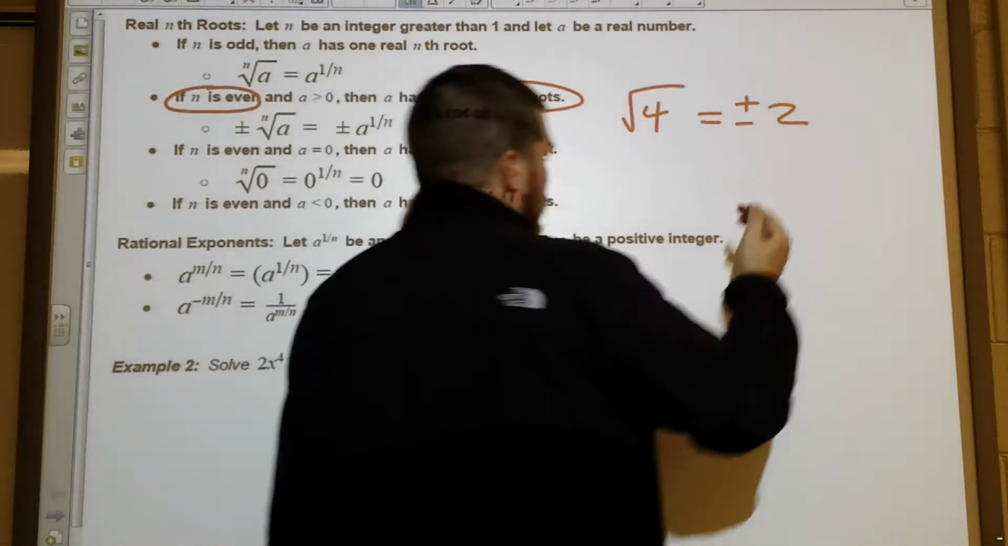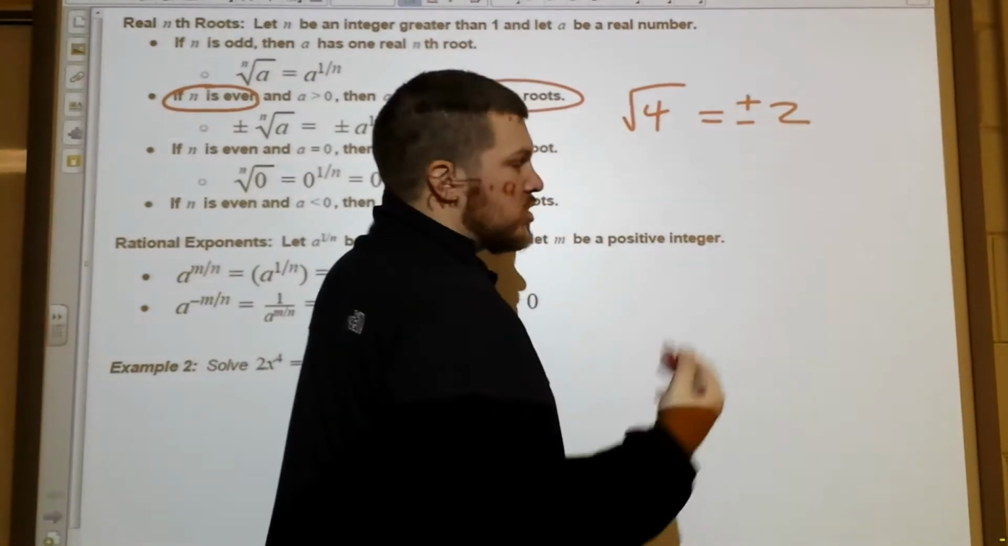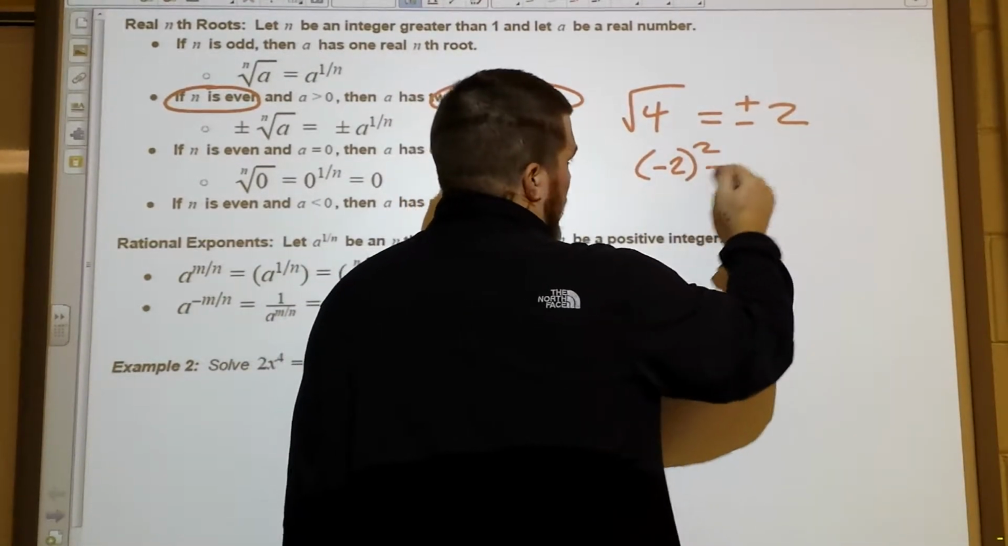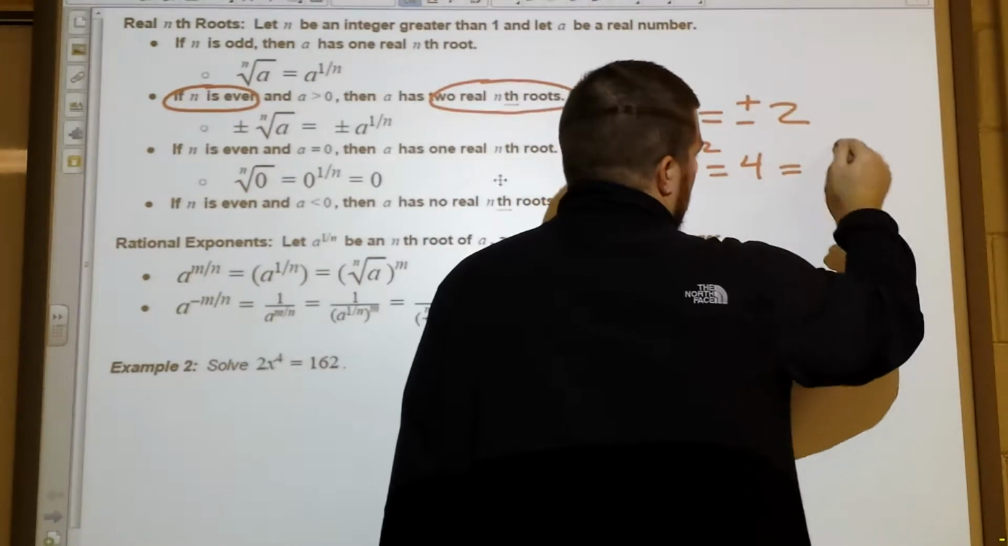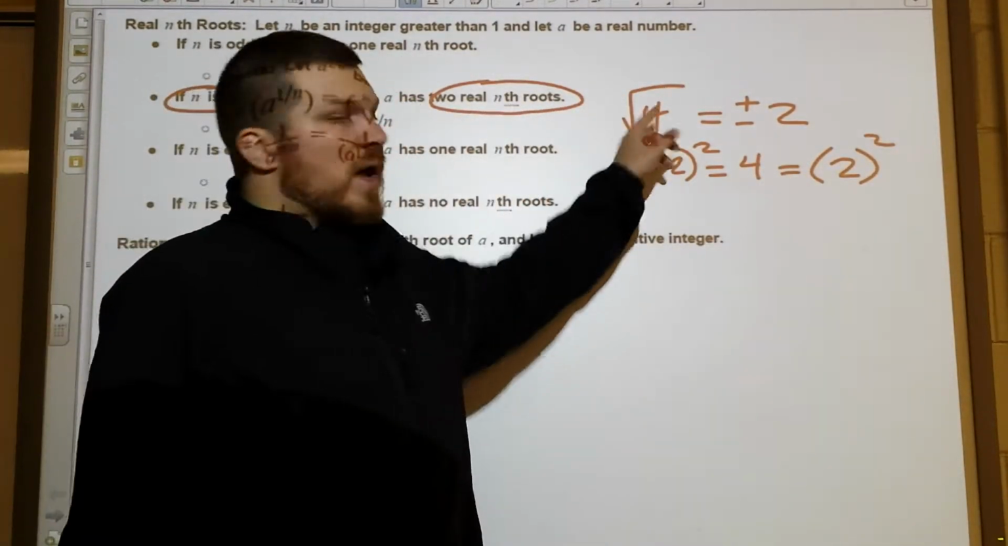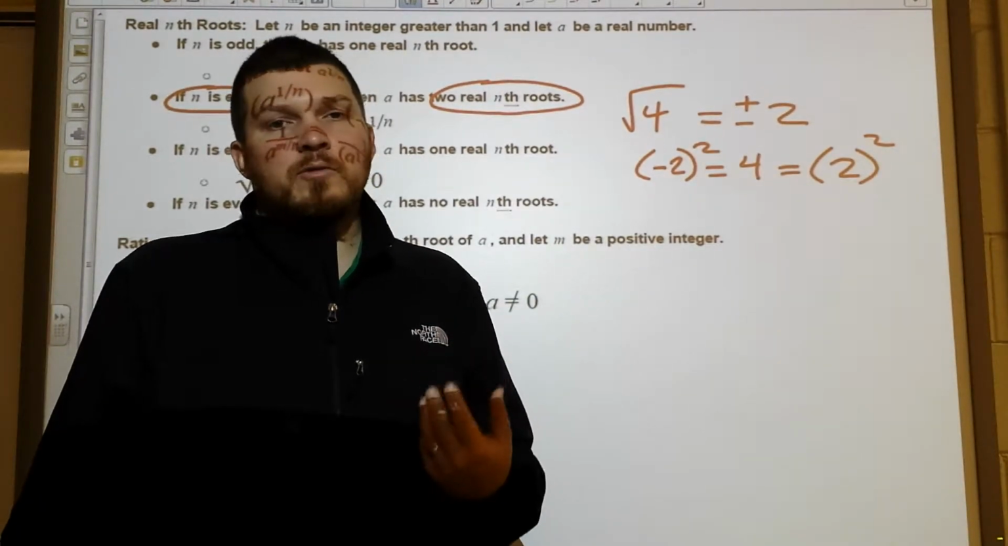Because when we undo square root, we're going to do square. Square and square root undo each other. So I could say negative 2 squared is 4, and 2 squared is 4. Both of those get me back to the number that was underneath my root symbol.